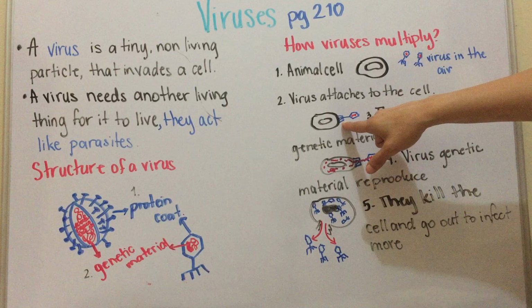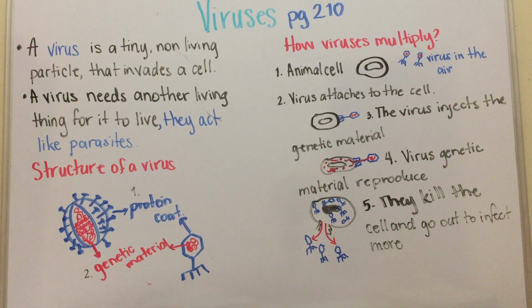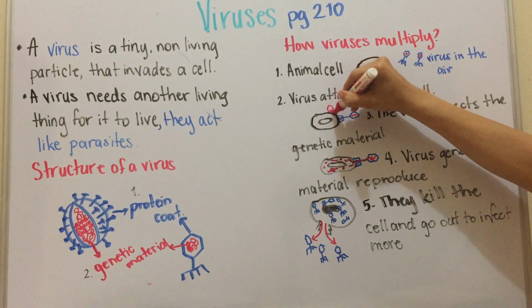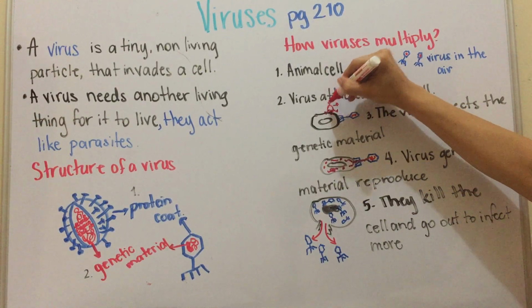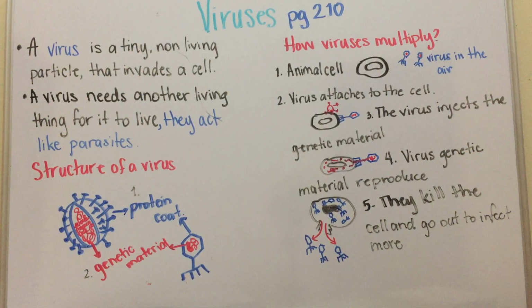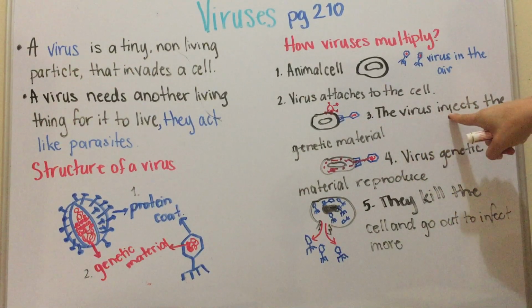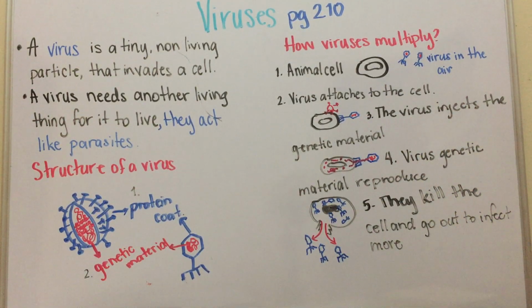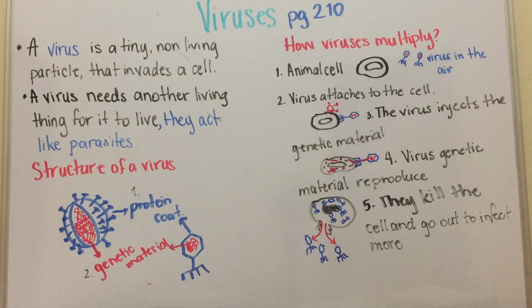That's why the protein coat is like that. In this example, I used the robot-like virus, but you could also have the other one that has the spikes, and it's going to attach to the cell through the spikes. So once they attach to the cell, this virus is going to inject, it's going to introduce the genetic material into your cell. All right, so your cell becomes infected.